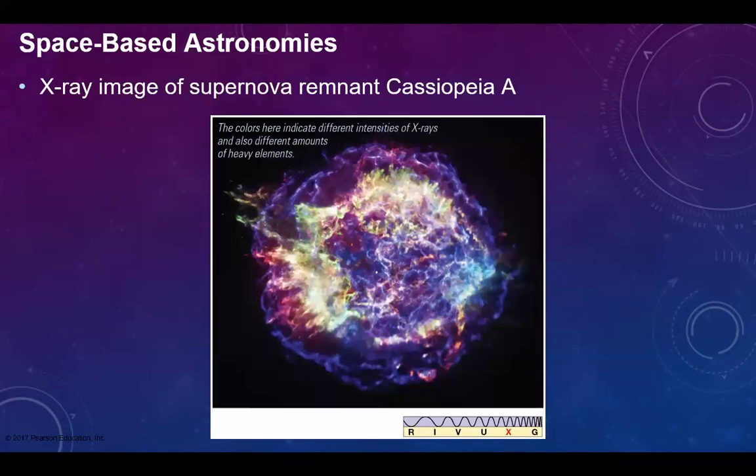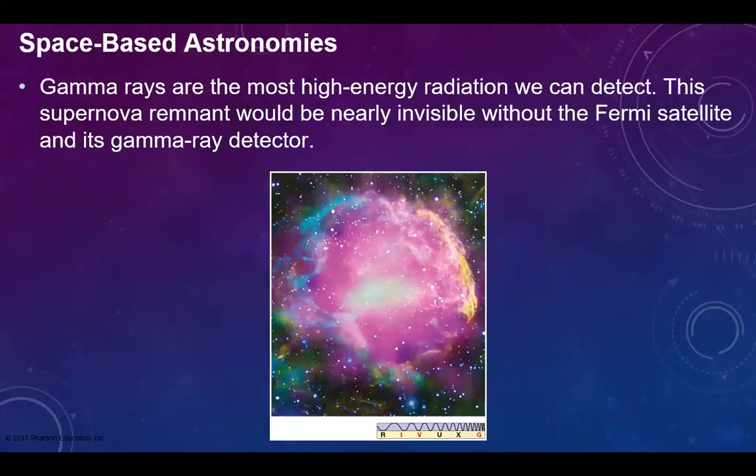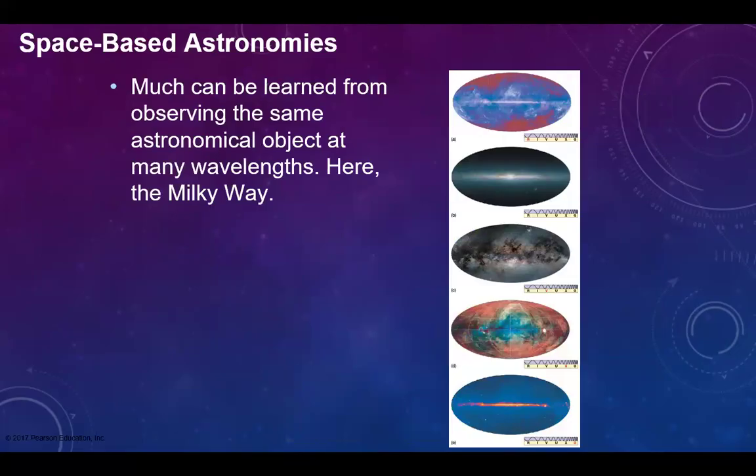So this is an X-ray image of the supernova remnant Cassiopeia A. And gamma rays are the most high energy radiation we can detect. And this supernova remnant would be nearly invisible without the Fermi satellite and its gamma ray detector. And a lot can be learned by observing the same astronomical object in different wavelengths. So here are different images of the Milky Way, going from radio to infrared to visible to X-rays to gamma rays.